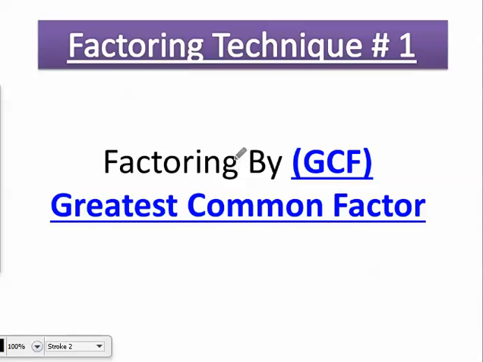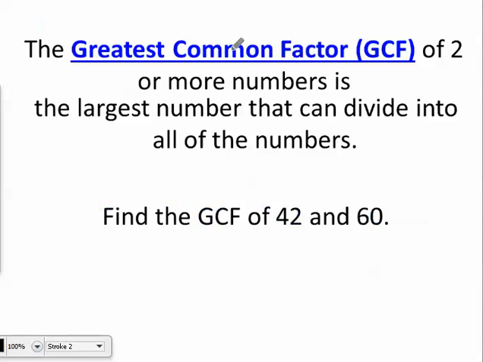Technique number one, factoring by greatest common factor. We're looking for the greatest common factor. This is something you've done for quite a few years. I know you were doing it in early elementary school. So let's look at these two numbers here, 42 and 60. Well, they're both even, so you might say the greatest common factor is a 2.